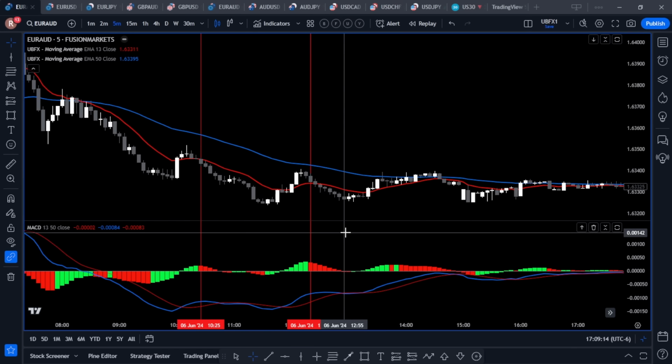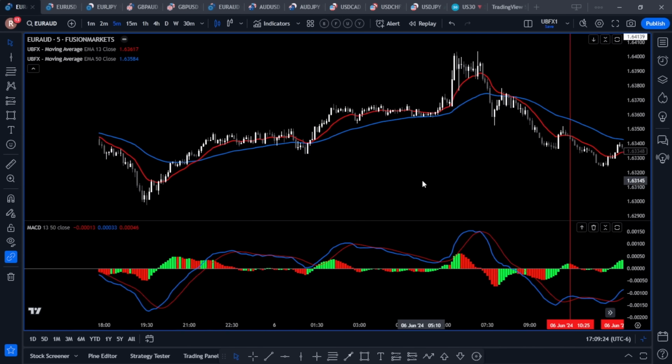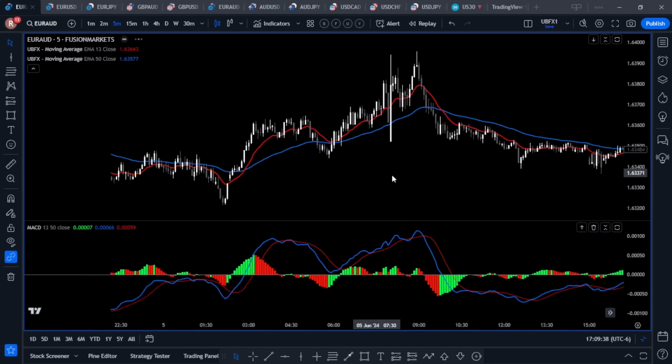Now, again, I must stress that the MACD was never built to give you trading signals. It is a momentum indicator. It is not built to give you trading signals.